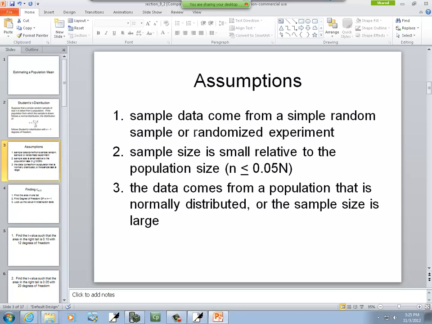Now, assumptions are sample data comes from a simple random sample or randomized experiment. Sample size is small relative to the population size. So little n, our sample size, is less than or equal to 5% of our population size. Capital N is our population size. Data comes from a population that's normally distributed or the sample size is large. If it's greater than 30, it doesn't necessarily have to be normally distributed. Is what that's saying.